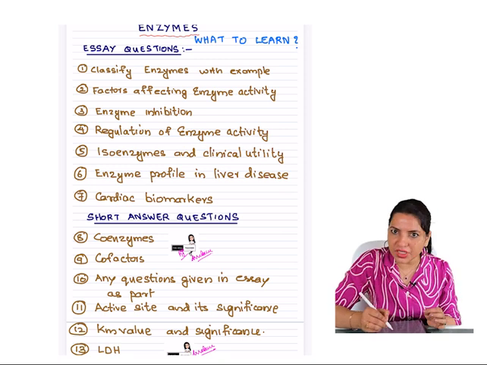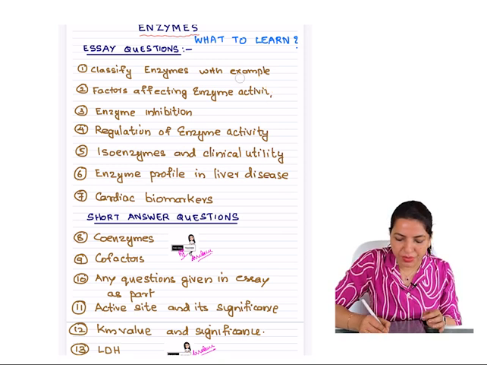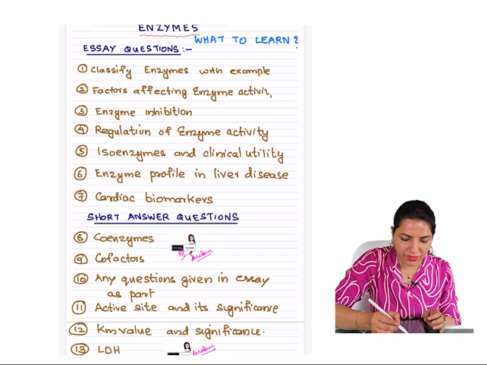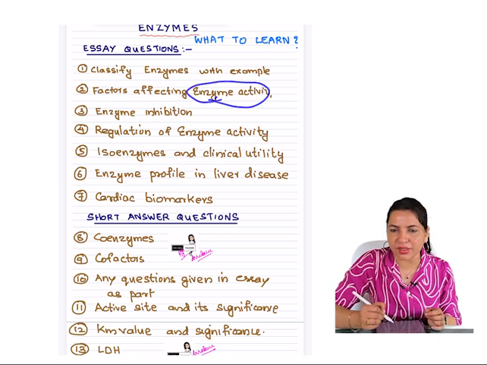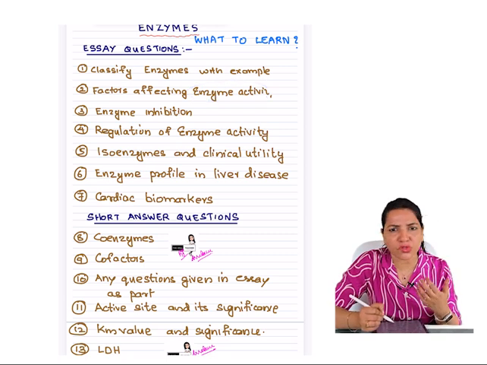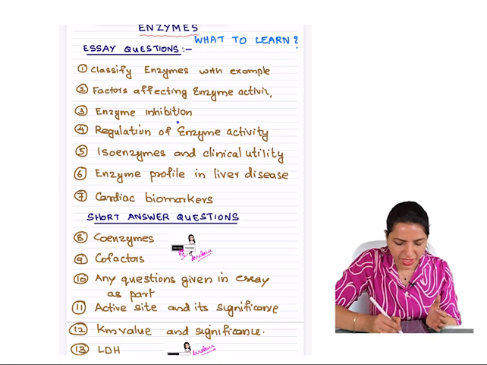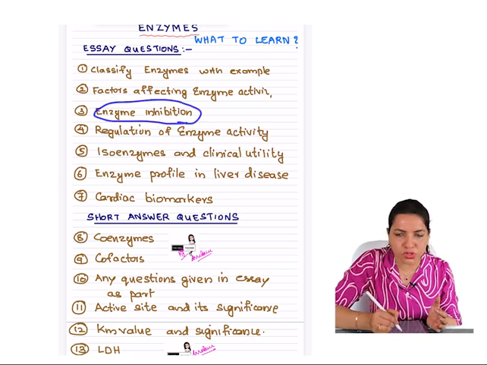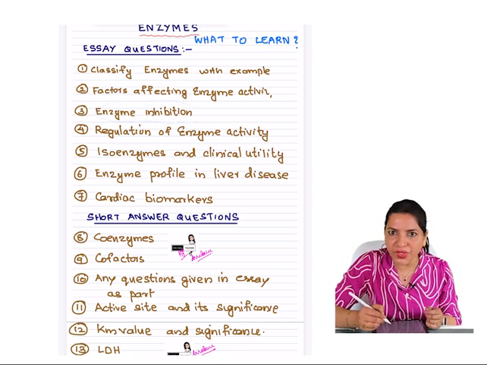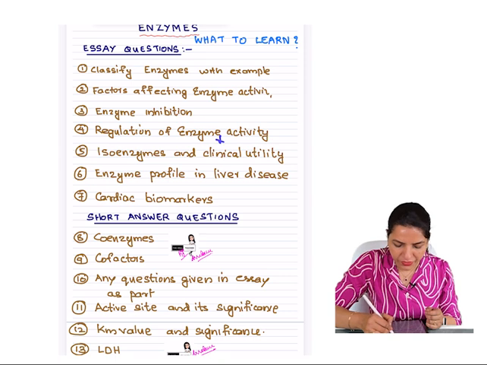Then factors affecting enzyme activity. Always remember, draw the diagrams. It is very important, so draw the diagrams. Enzyme inhibitions, that is also a very important topic, where for enzyme inhibition also please draw the diagrams. Regulation of enzyme activity, that you have to learn.